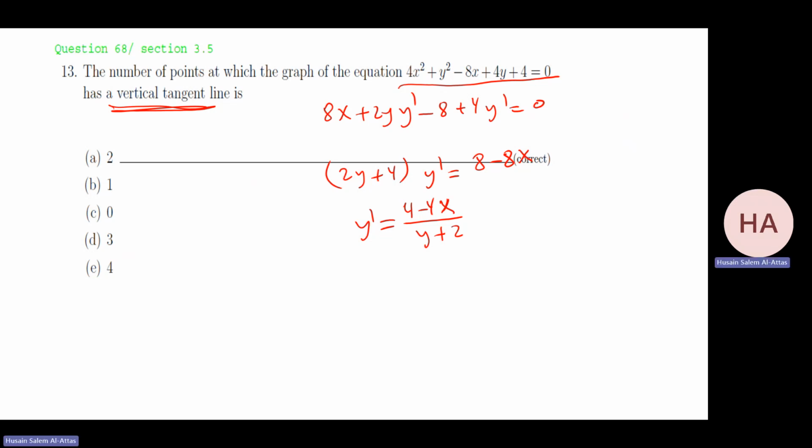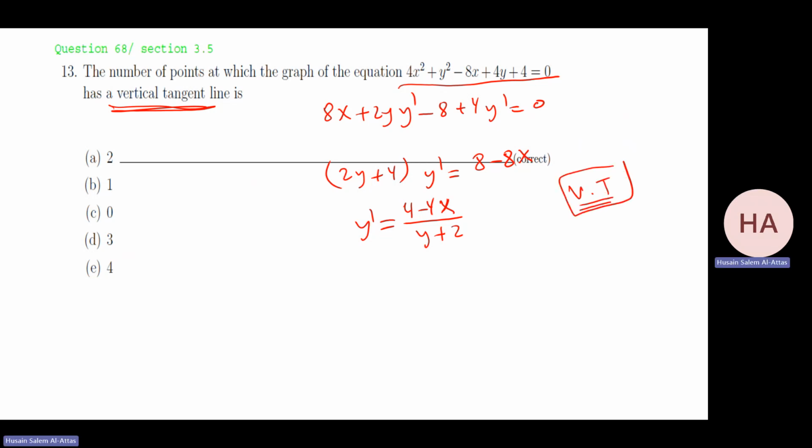I want this. Let me be sure. 8x plus 2y y prime minus 8 plus 4y prime equals 0. I took 2y plus 4, and this is 8 minus 8x. I divide by 2, 4 minus 4x over y plus 2. Yes. I want this to have vertical tangents.